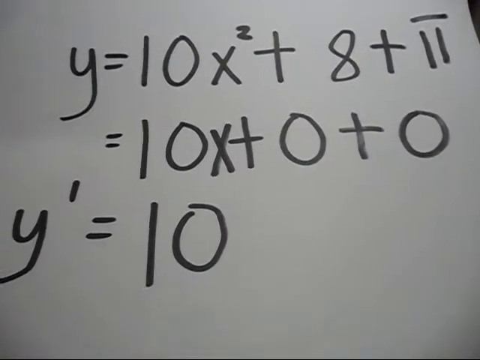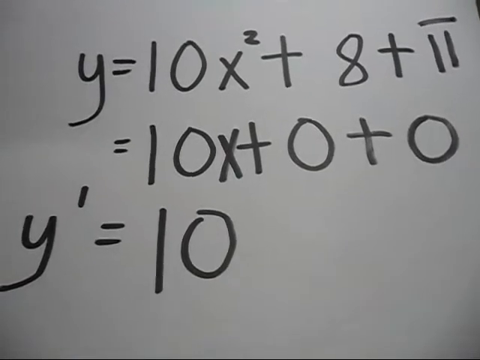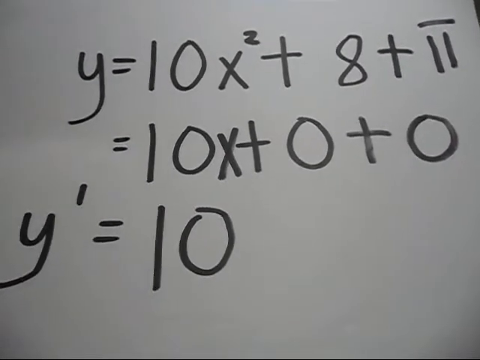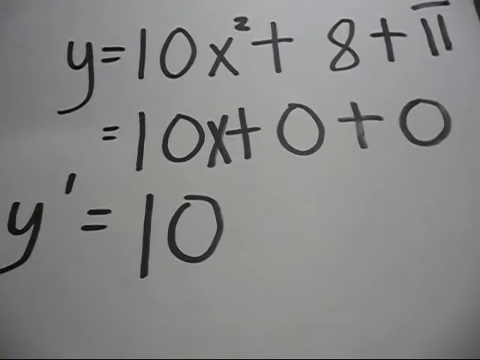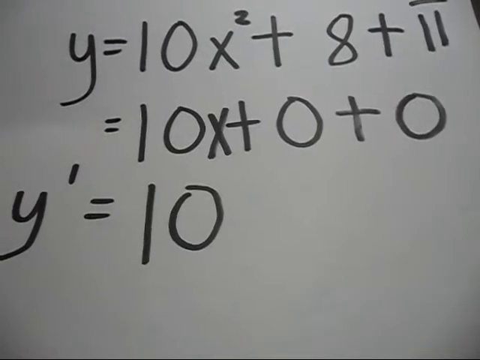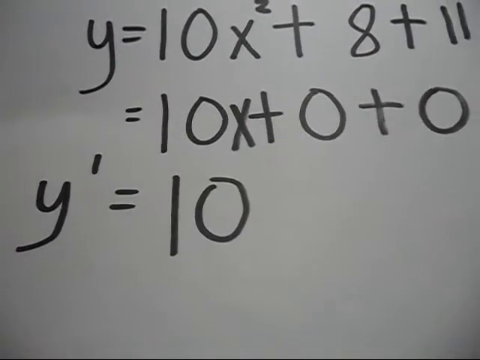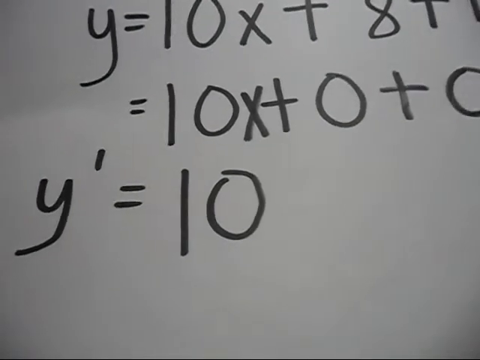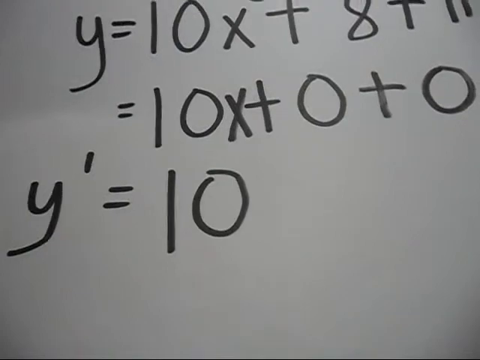Here is my last example about the constant rule. y = 10x squared + 8 + pi, which is equal to 10x + 0 + 0. 8 became 0 because it is a constant. Pi also became 0 because it is a constant. 10x squared became 10x because of the power rule that will be discussed later. And the final answer is y prime is equal to 10.